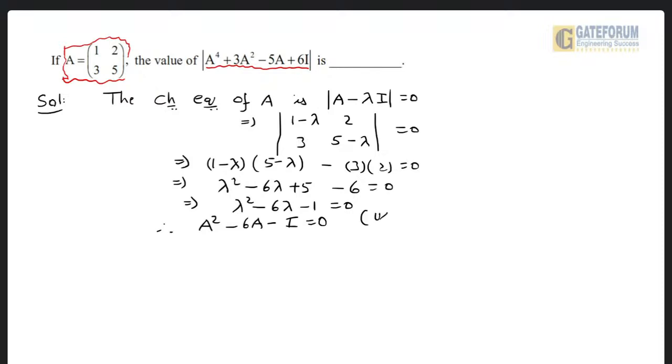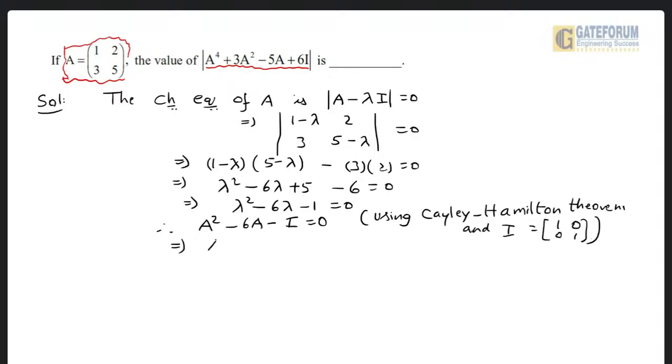Using Cayley-Hamilton theorem. And I, the corresponding identity matrix, is 1 0 0 1. Now, from this, I want to calculate A square. That is, shift the last two terms to the right side, which will become 6A plus I. Let us say this is equation 1.